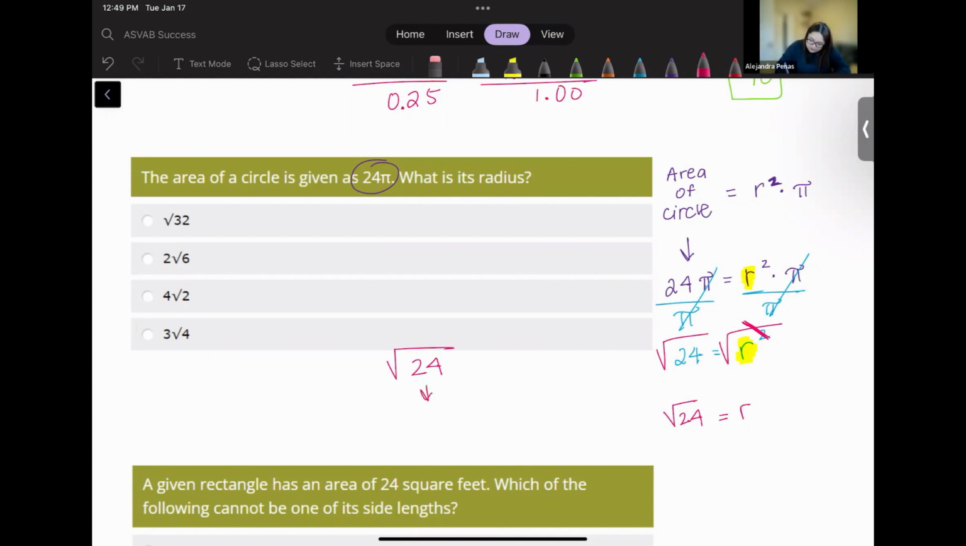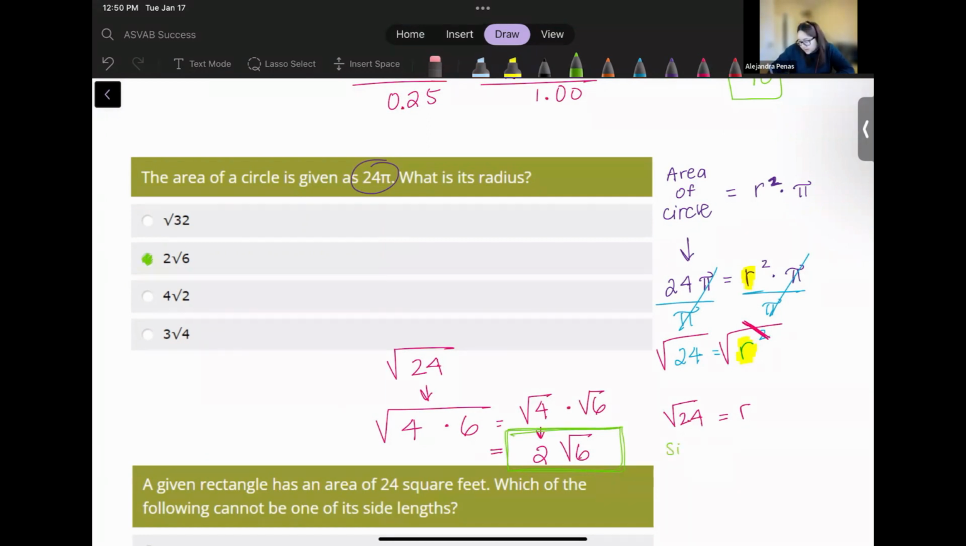So this is going to be the same thing as the square root of 4 times the square root of 6. But I know that the square root of 4 is just 2, so I'm going to separate this. This is going to be the same thing as the square root of 4 times the square root of 6, which is going to equal 2 square root of 6. And that's going to be your final answer. This is what we call a simplified radical.